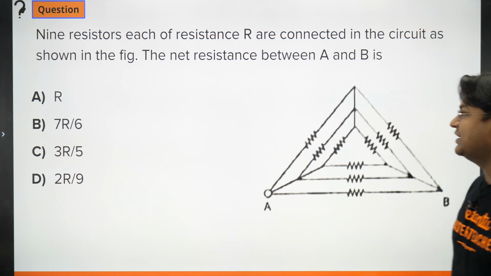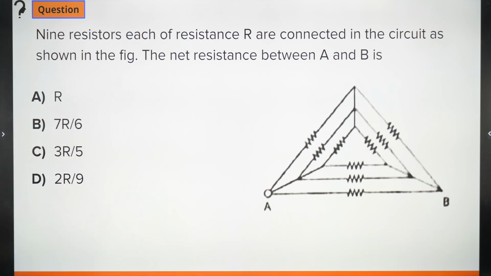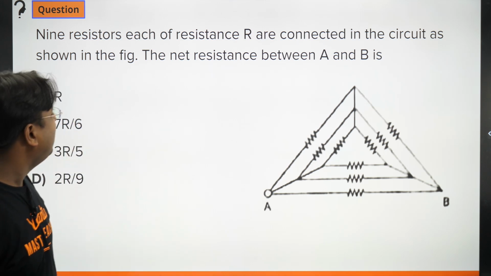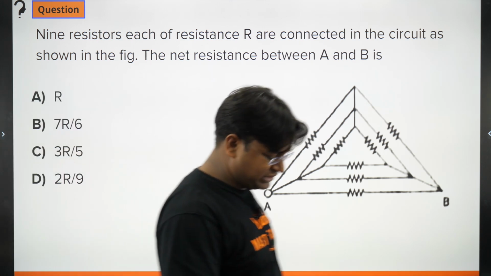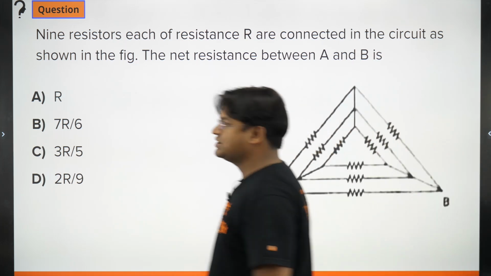This question says that there are 9 resistors, each of resistance R, and they are connected as shown in the circuit. I think the connections are pretty clear to you. The net resistance between A and B, I think that's a very easy question. We want to know the resistance between points A and B.